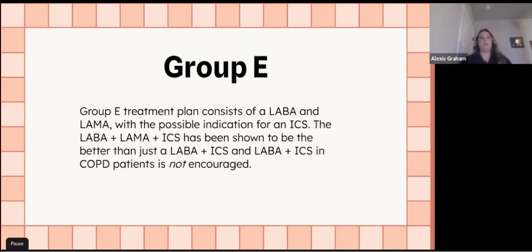Group E. So Group E treatment plan consists of a long-acting beta agonist and a long-acting muscarinic agent with the possible indication for an inhaled corticosteroid. The LABA, LAMA, and inhaled corticosteroid combination has been shown to be better than just a LABA or ICS. And then a LABA and ICS in COPD patients is not encouraged.